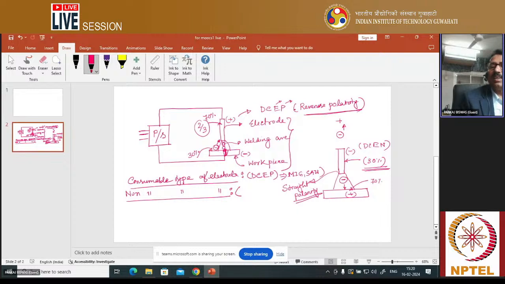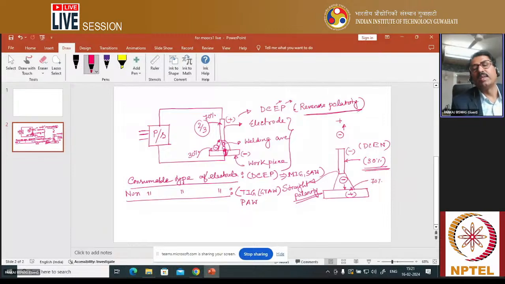That is generally generated in case of straight polarity. So non-consumable types of electrode are used in which welding process? Some of the welding processes, I am just telling the name: TIG welding, or more popularly known as GTAW, gas tungsten arc welding process. It is also used in plasma arc welding process. These are all non-consumable types of electrode.